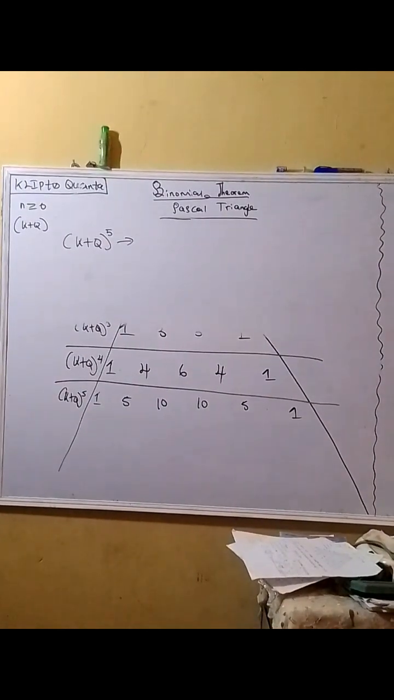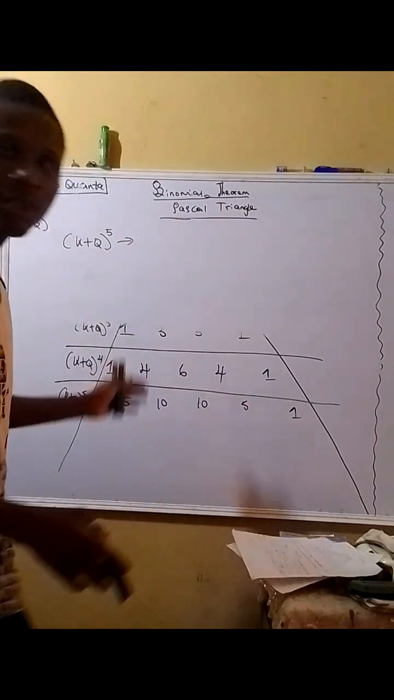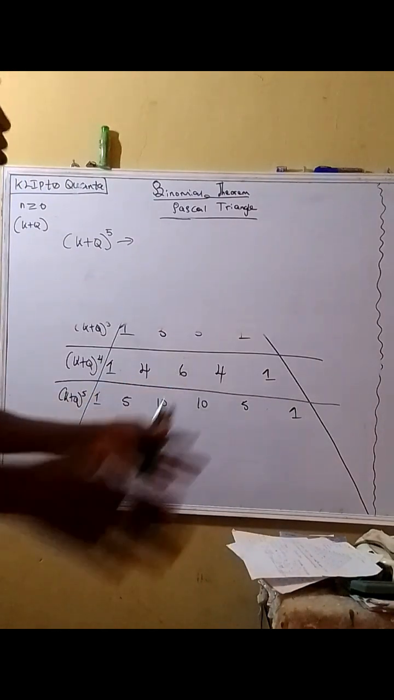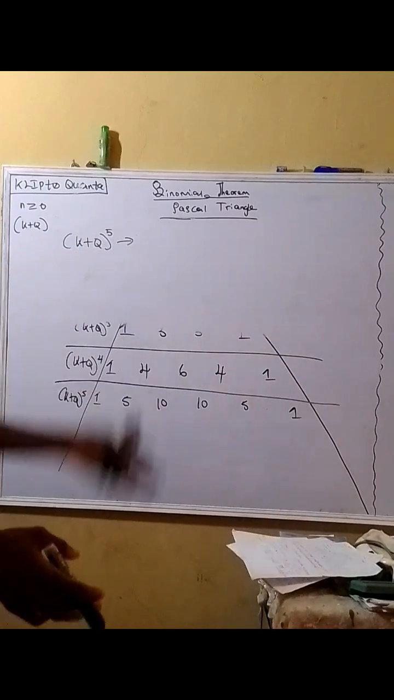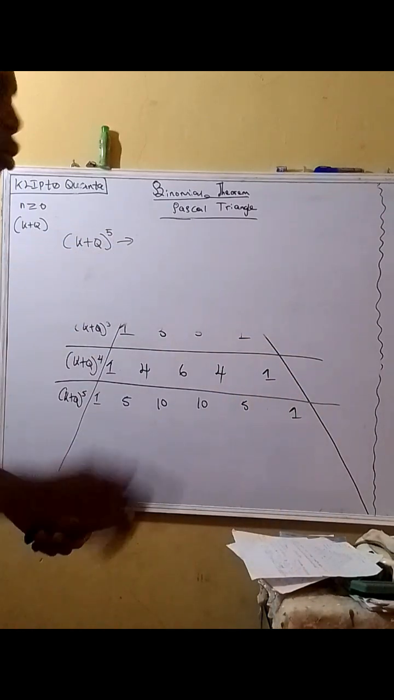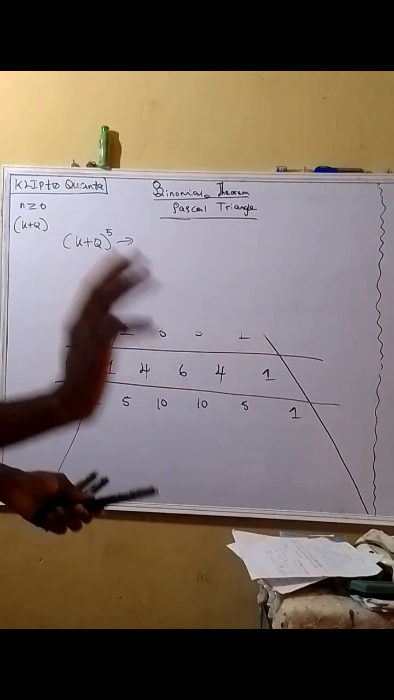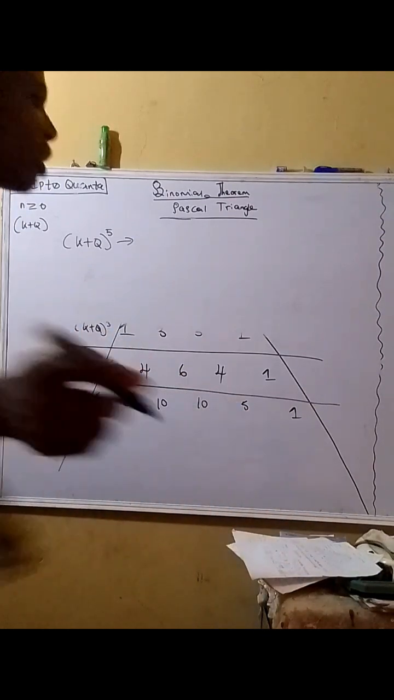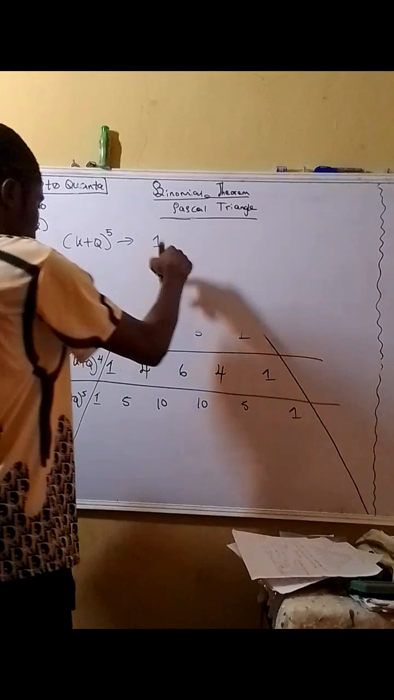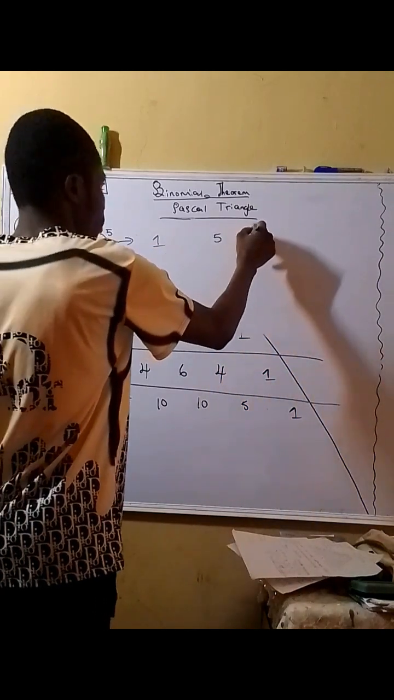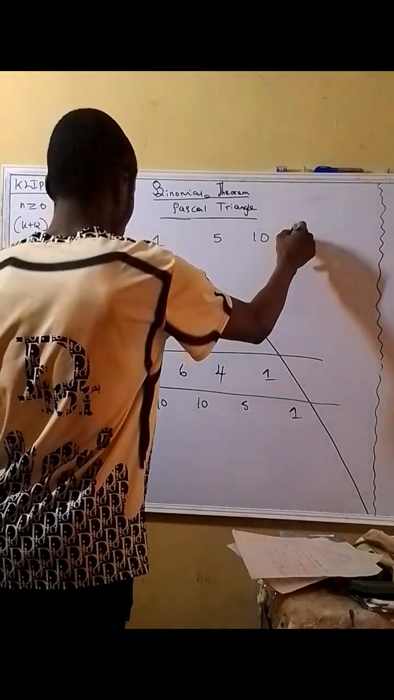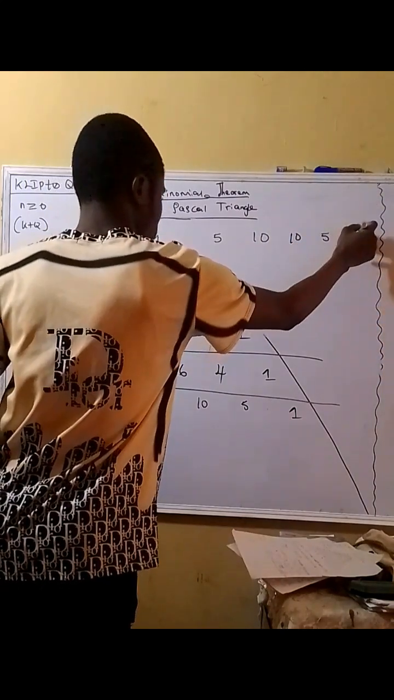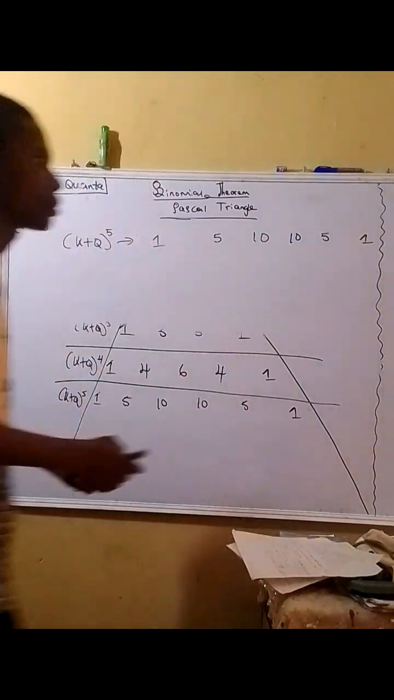Now, like I've said, we are still based on only using Pascal triangle, ignoring any other expression or sequential thing. So if you are to expand k plus q raised to power 5 using Pascal triangle, you just have to take note of two things. First and foremost, write your coefficients. You have 1, 5, 10, 10, 5, and 1. Are you getting what I'm saying?